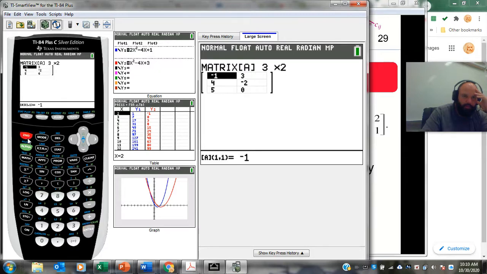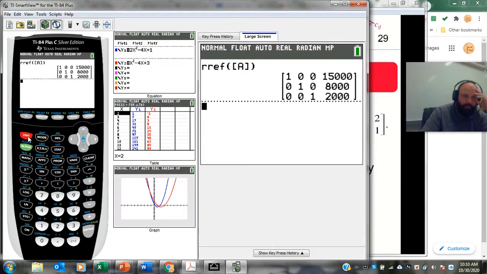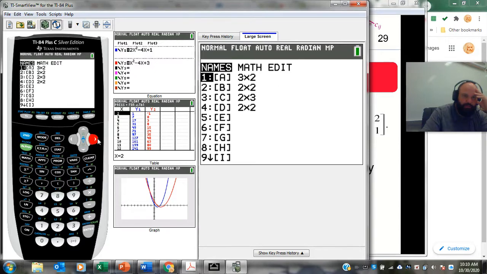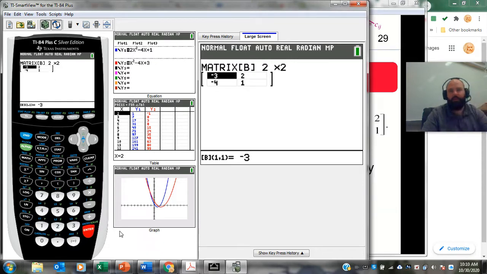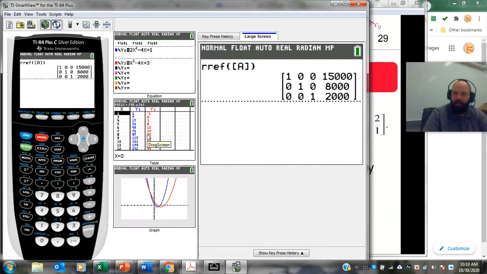Now I'm going to hit second quit, and now I'm going to go into matrix again, over to edit again, and matrix B is a 2 by 2, and then I'm going to enter my data in there. So it's a -3, it's a 2, it's a -4, and it's a 1. So there is the data for the second one. So I've entered in the matrix for A. I've entered in the matrix for B.